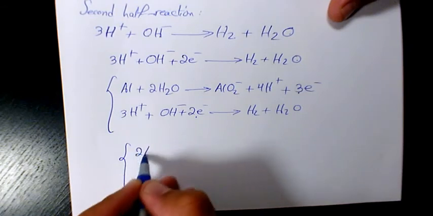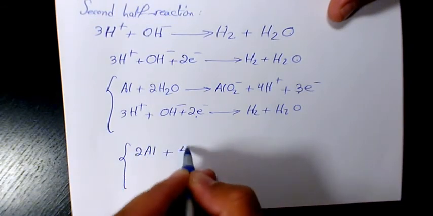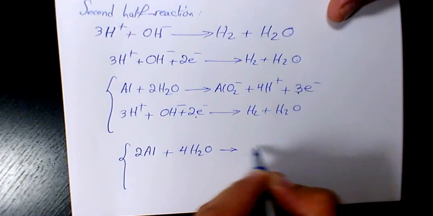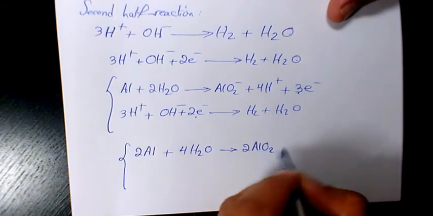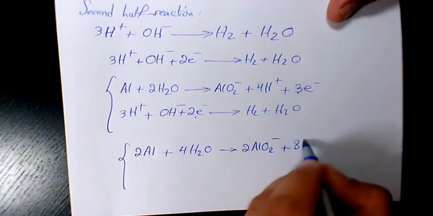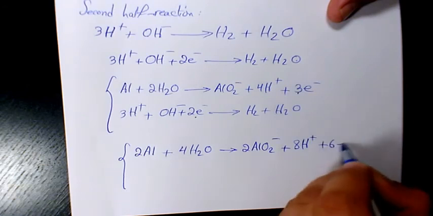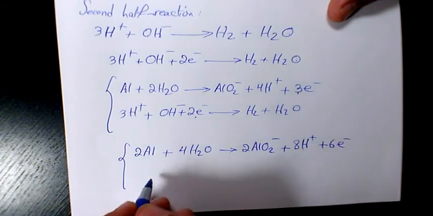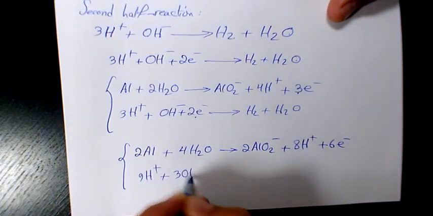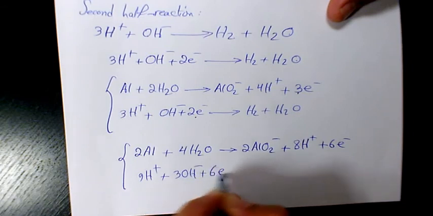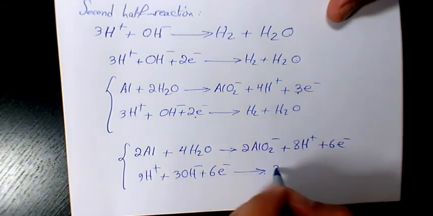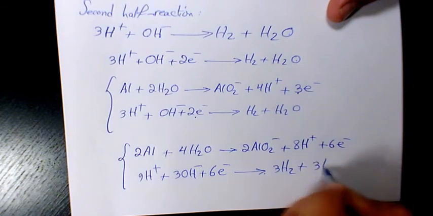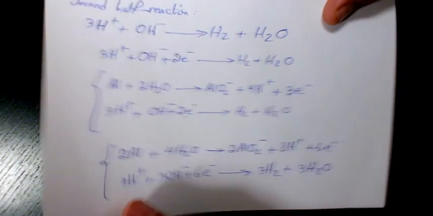So it's going to be 2Al, 4H2O, gives 2AlO2 minus, 8H plus 6 electrons. The second one is going to be, we multiply by 3: 9 protons, 3OH minus, 6 electrons, gives 3H2, 3H2O. And now we can add both of the reactions.